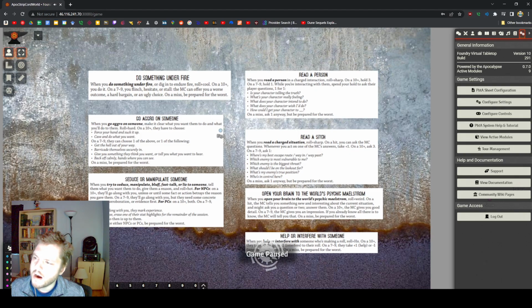Go aggro is the default attack move. There are battle moves that expand a little bit, but this is the default one that we'll be using most of the time. So when you go aggro on someone, you make it clear what you want them to do and what you'll do to them. You roll plus hard. On a 10 plus, they have to choose to either force your hand and suck it up, or cave and do what you want. On 7 to 9, they can choose one of the above or one of the following: get the hell out of your way, barricade themselves securely in, give you something they think they want, or tell you what you want to hear, back off calmly, hands where you can see. And then on a miss, be prepared.